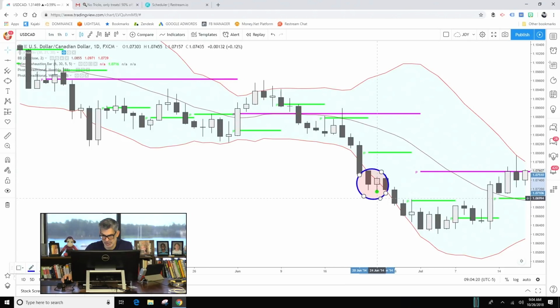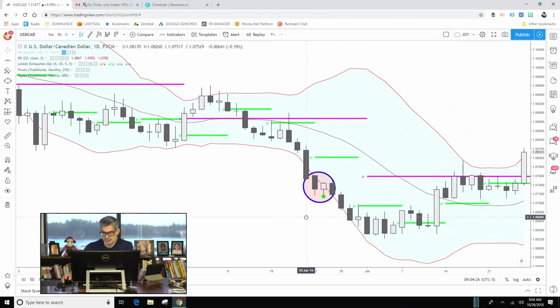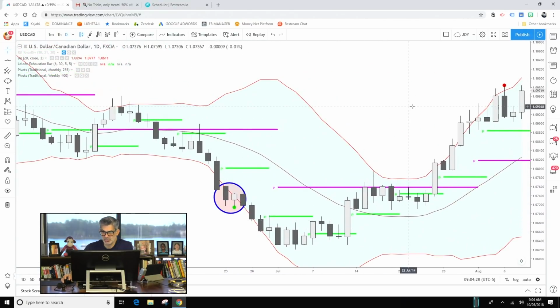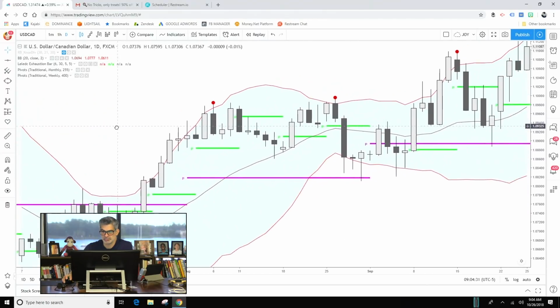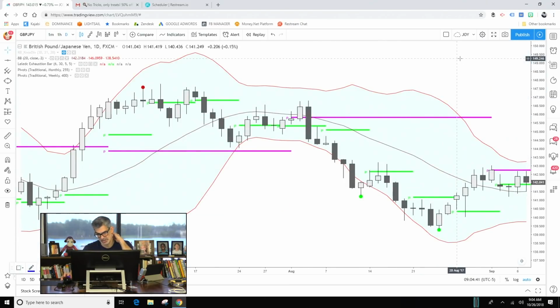Shadow and body outside the bars or candles. And then we drop, but then we eventually come back up. Look at a couple more examples. Yeah, that's what we look for right there. That's what we want to see. What about a yen pair? Something crazy like the pound yen.